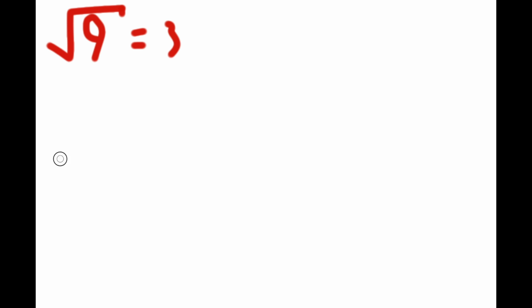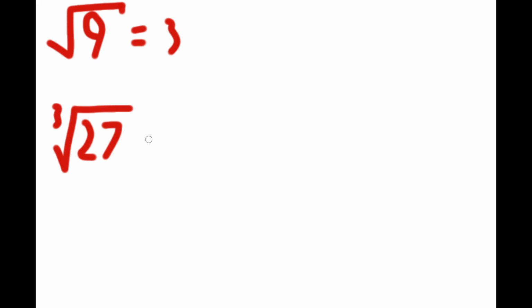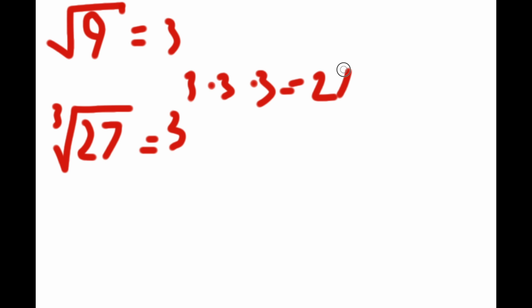You might have heard, but not have used yet, what's called the third root, or the cube root. Let's, for example, take the cube root of 27. Do you know what this means? This means what times that same what times that same what equals 27. Well, this is also 3, because 3 times 3 times 3 equals 27, or 3 cubed equals 27.